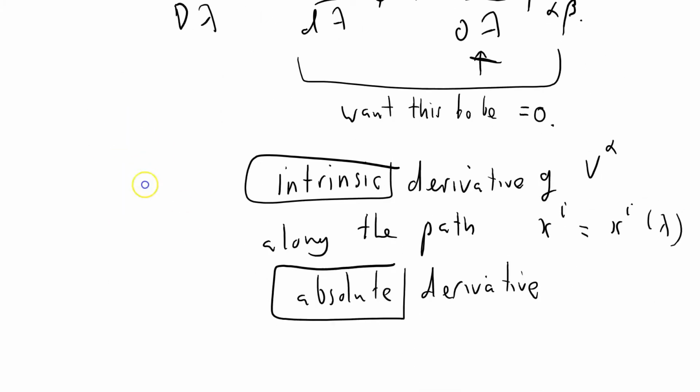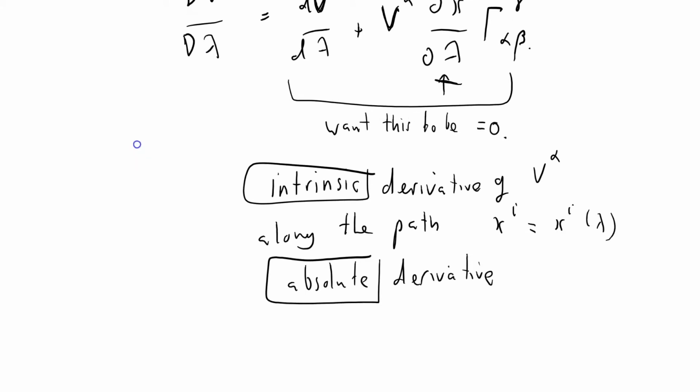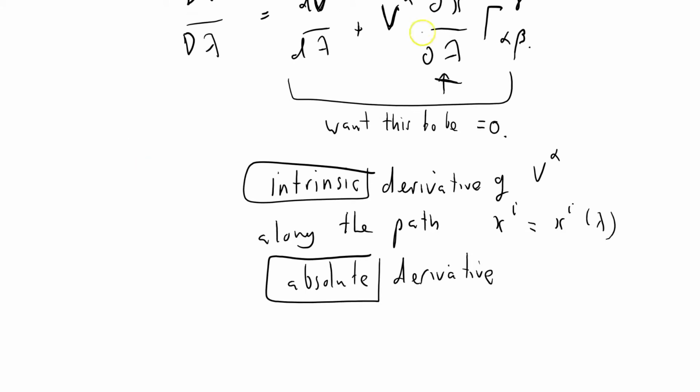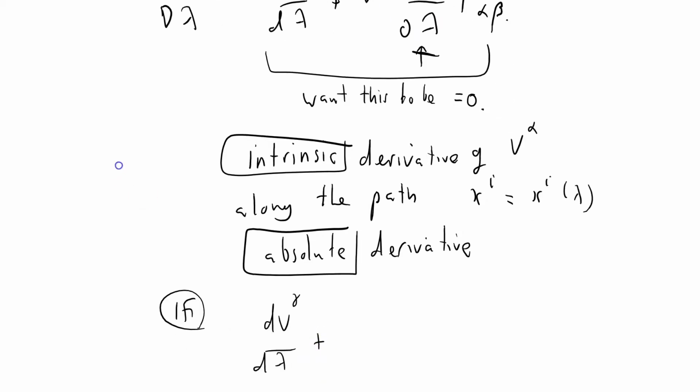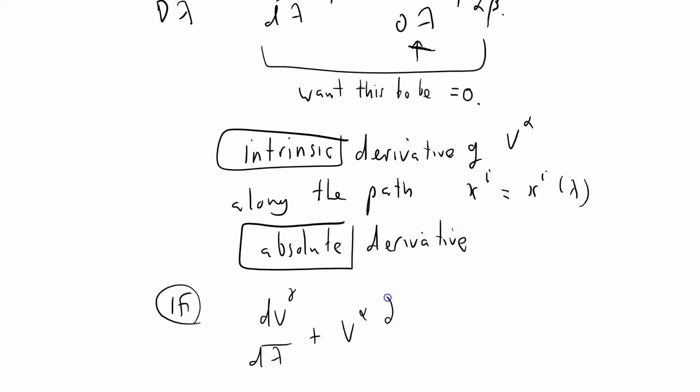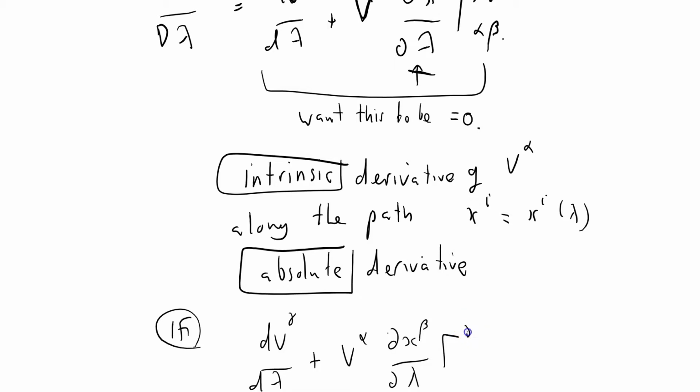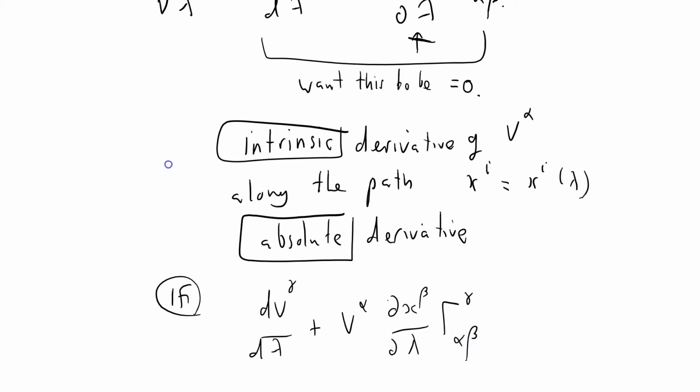Where are we? Let's go back to this one here. Let's pinch in just a little bit. So if this right-hand side here is equal to 0, so if dV gamma by d lambda plus, I'm just copying this equation here, V alpha dx beta by d lambda, Christoffel symbol gamma alpha beta. That's summed over alpha and beta, and gamma is free.